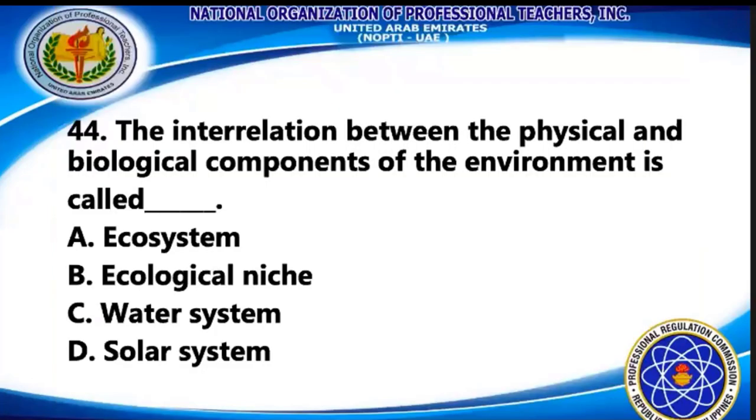44. The interrelation between the physical and biological components of the environment is called, okay, very easy number. That's ecosystem. Okay? Kanina, we defined habitat. Yung habitat, yun lang yung place. Okay? Kung saan nakatira ang living and non-living things. But in ecosystem, meron silang interrelation. Okay? It is a condition whereby physical, the abiotic community, and biological, the biotic components are interrelated. Okay? Meron silang relationship. So it is, that is ecosystem. Okay? Yung pagkakaiba niya sa habitat.